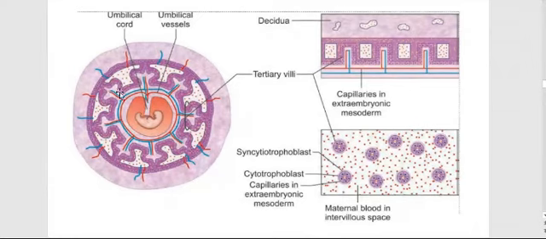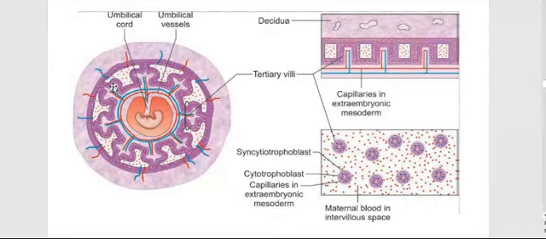So these villus blood vessels will now connect to the embryo via the umbilical vein and umbilical arteries into the interior of the embryo.